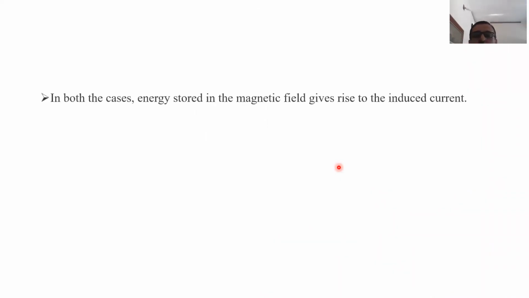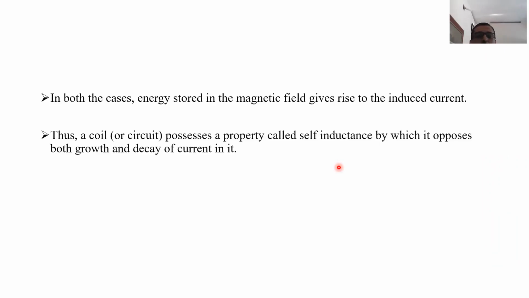In both cases, the energy stored in the magnetic field gives rise to the induced current. Thus, a coil or circuit possesses a property called self-inductance by which it opposes both growth and decay of current in it. So in short, what is self-inductance? Self-inductance is a property of the coil which will oppose the increase in current as well as the decay of current. If the current is increasing, it will oppose the increase. If the current is decaying, it will oppose the decay.